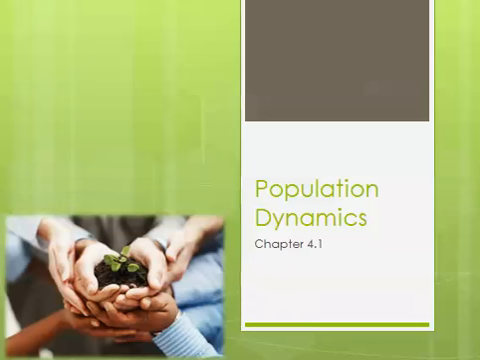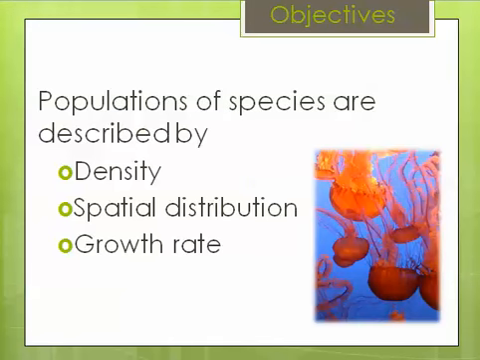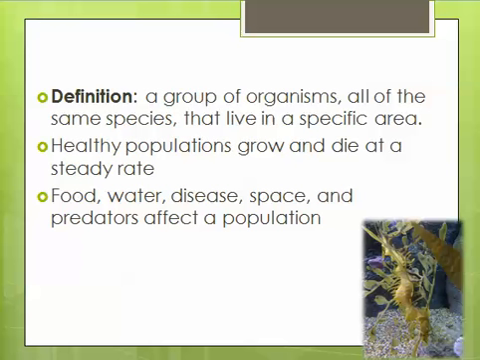This lecture covers section 4.1 in your textbook. The objectives of this lesson are to help you understand that populations of species are described by density, spatial distribution, and growth rate. First, let's get some background information. A population is defined as a group of organisms, all of the same species, that live in a specific area.